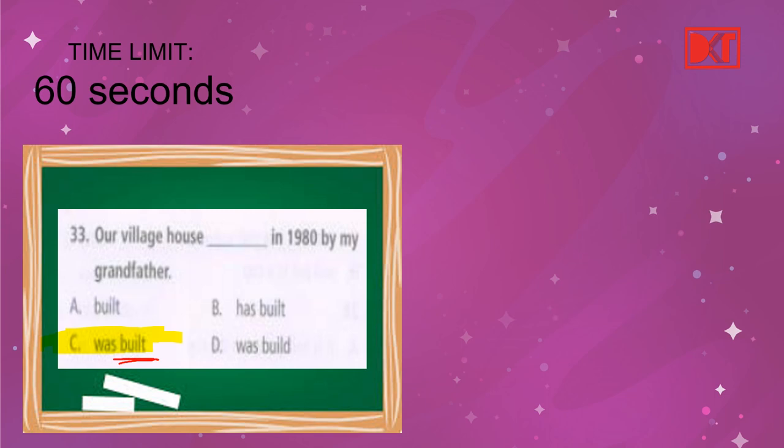Other options, A, yahan pe auxiliary verb nahi hai. B, यहाँ पे was आएगा not has, तो possession के लिए use होता है. D, was built, past participle गलत है. Alright.